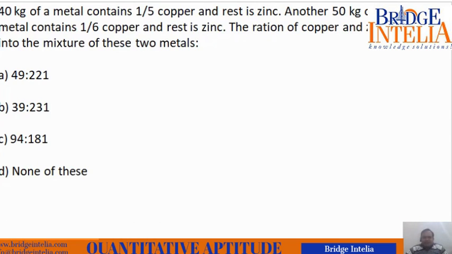Now let's have a look at this one. 40 kg of metal contains 1/5 copper and the rest zinc. Another 50 kg of metal, it should have been alloy instead. So let's consider we have two alloys: 40 kgs of alloy A and 50 kgs of alloy B.